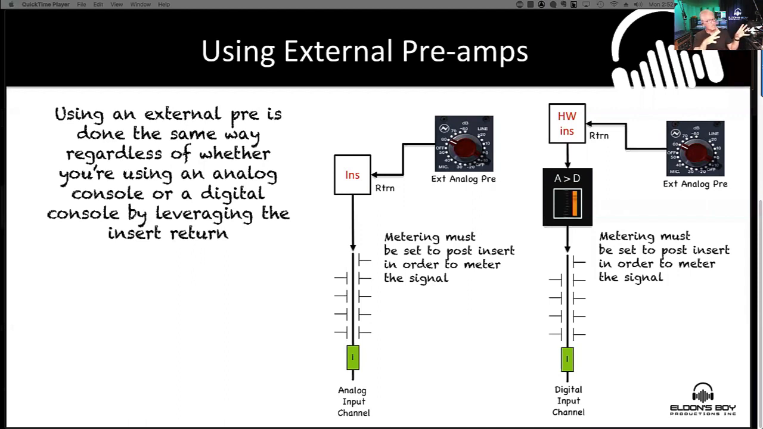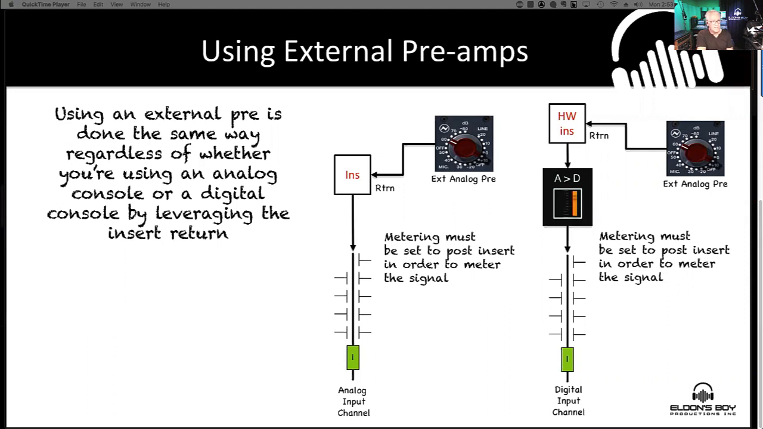And this whole exercise right here is going to require you to be able to visualize a circuit path and understand where we're going to inject this external preamp. But it's the same whether you do it in digital or analog. You're going to insert it on the insert return point. That is going to bypass the internal pre, right? So that's the idea here.